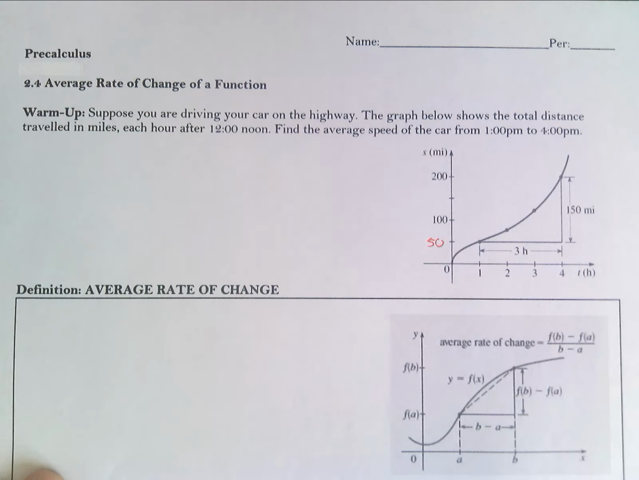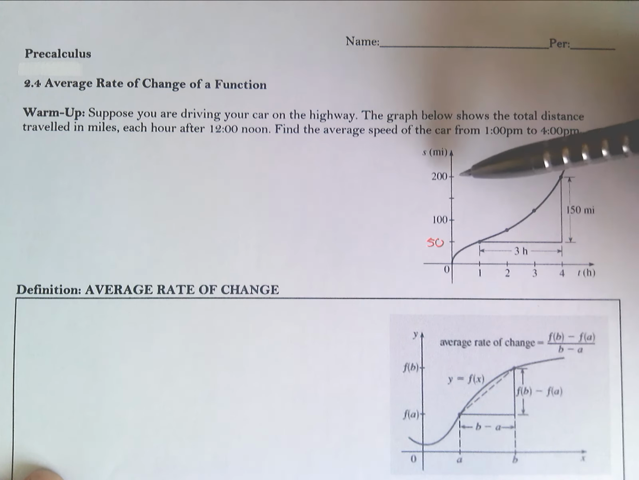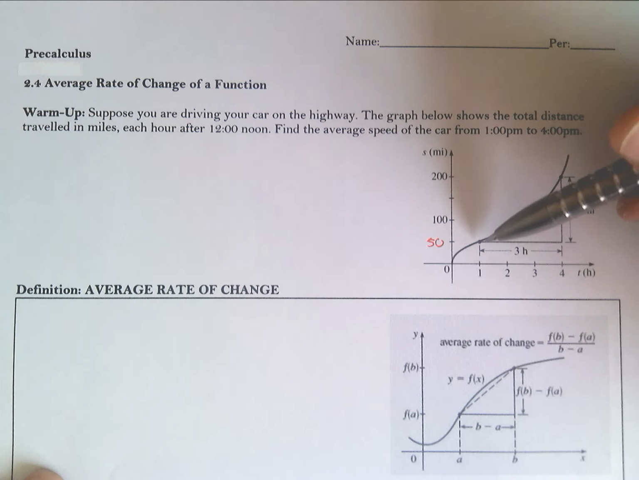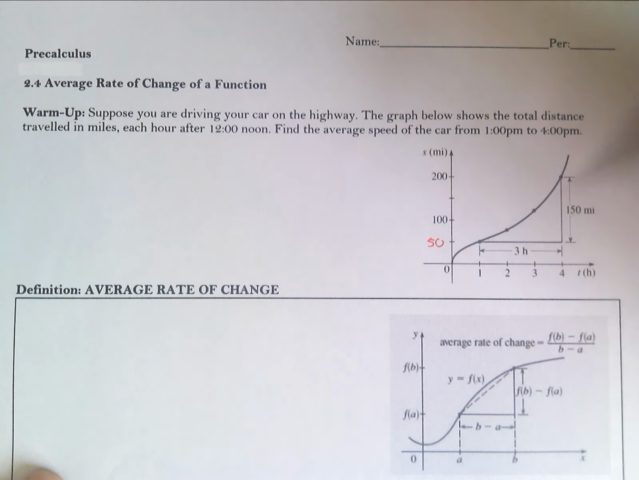So to find the total distance traveled between 1 and 4 p.m., we can find the difference between 200 and 50, which gives us the 150. In order to find how much time has passed between 1 and 4 p.m., we can always find the difference between those times. So at 4 p.m., we're 4 hours after. At 1 p.m., we're 1 hour after. So the total time passed is 3 hours.